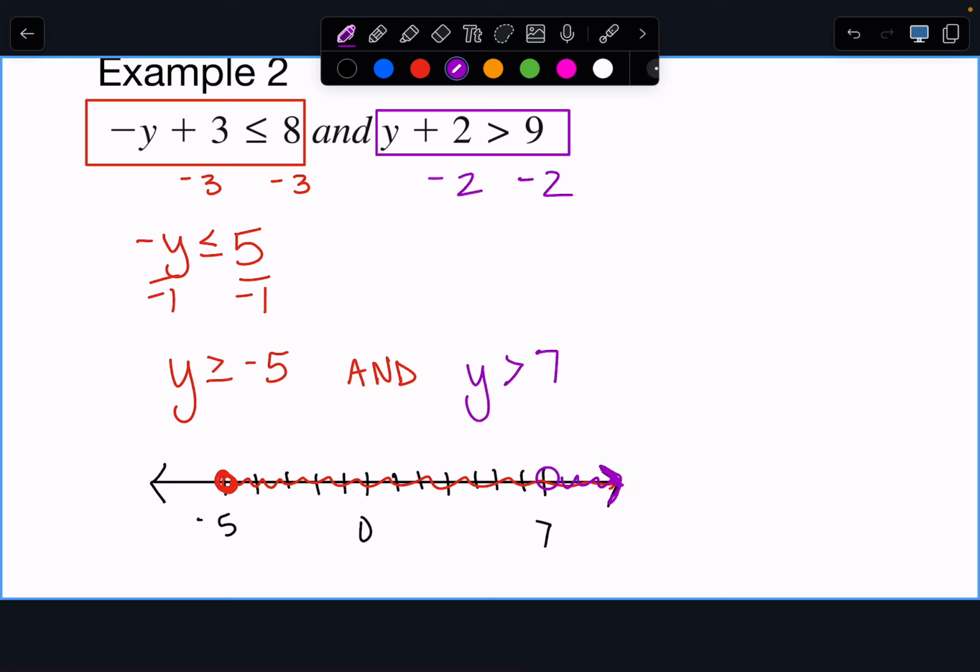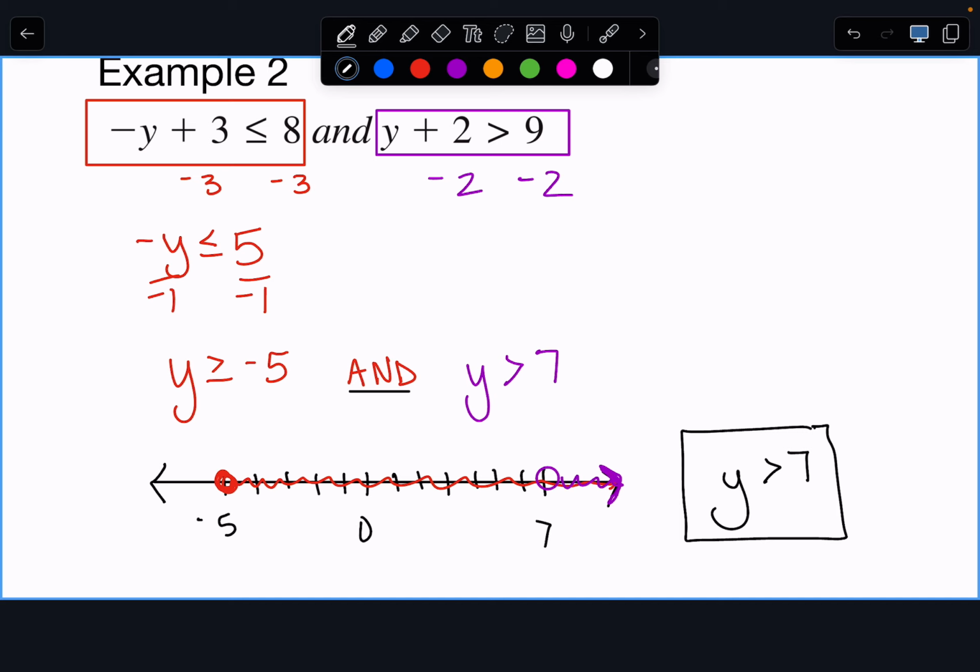Well, if this is an and statement, we have to look for where they're both true. We need to be greater than or equal to -5 and greater than 7. So where do we have the overlap of the two inequalities? Okay, so our answer is just y is greater than 7. Because that is where they overlap. That is where both inequalities are satisfied. Do you see why we're talking about these cases? A little bit weird? Yes.